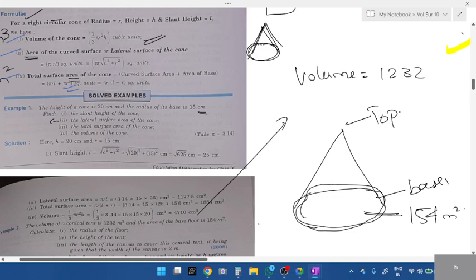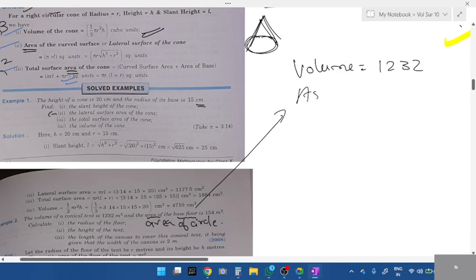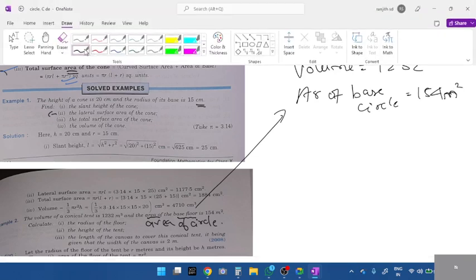Area of what is 154? Here they've given area of what? Base floor, right? What is this base floor, students? This base floor is in the shape of what? Circle. So basically what they've given here is the area of a circle. What is the area of the circle value? 154. Volume and area of base, let it be base circle, is equal to 154 meters square. These are the two concepts given.